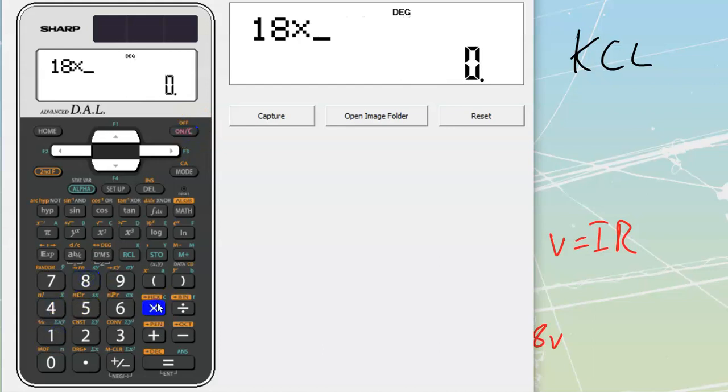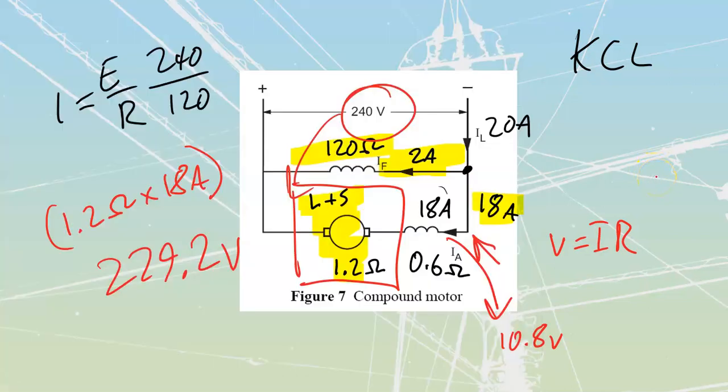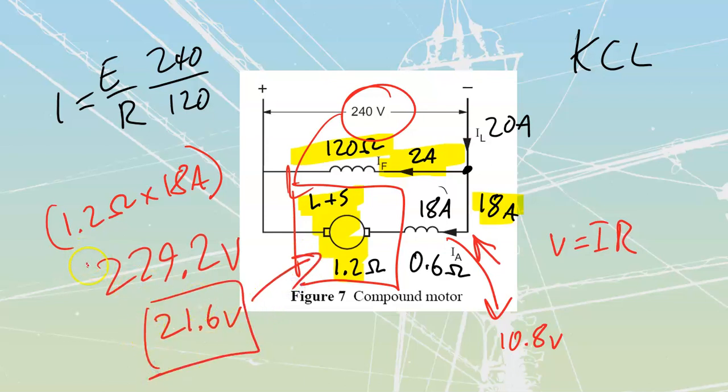18 times 1.2 gets me to a value of 21.6. So I'm going to have 21.6 volts that is going to get dropped across the resistance, which means that the remainder has to be dropped. The remainder of this 229.2 has to be dropped by something. Well, the remainder is going to be dropped by my counter EMF.